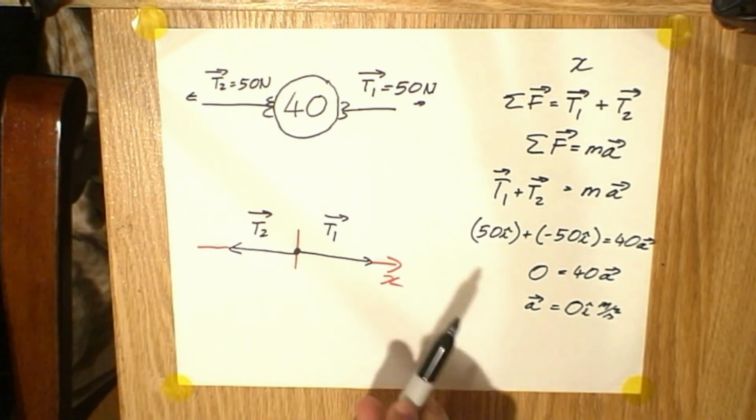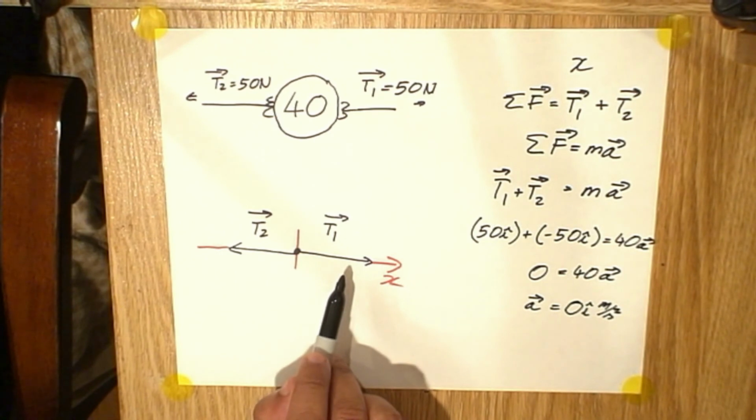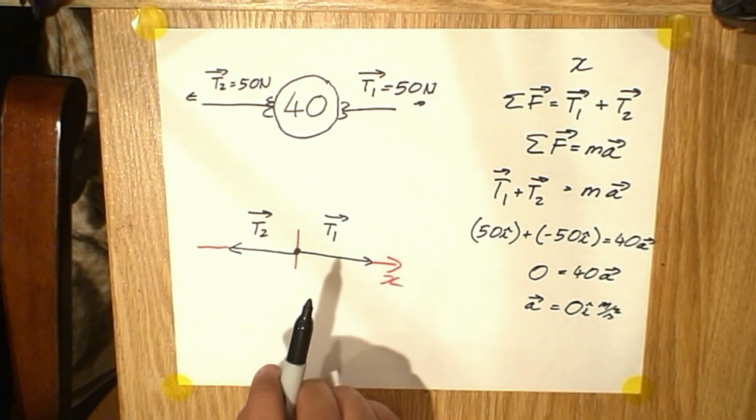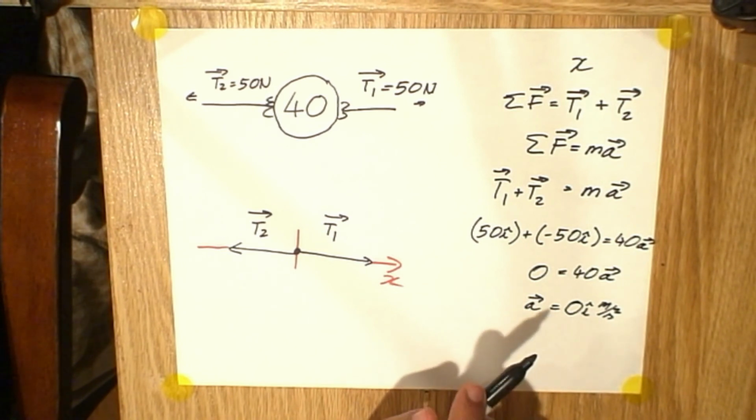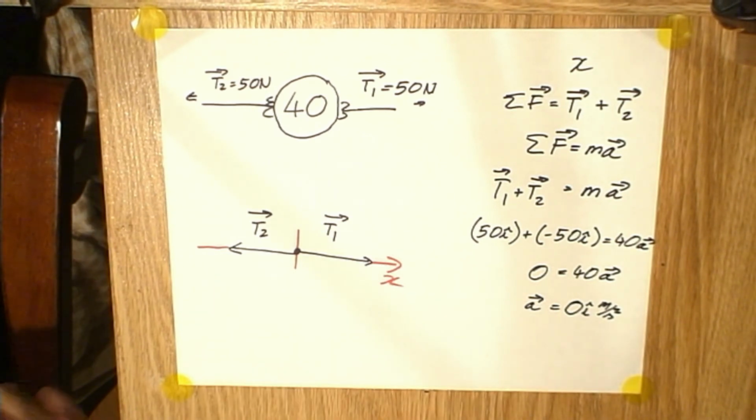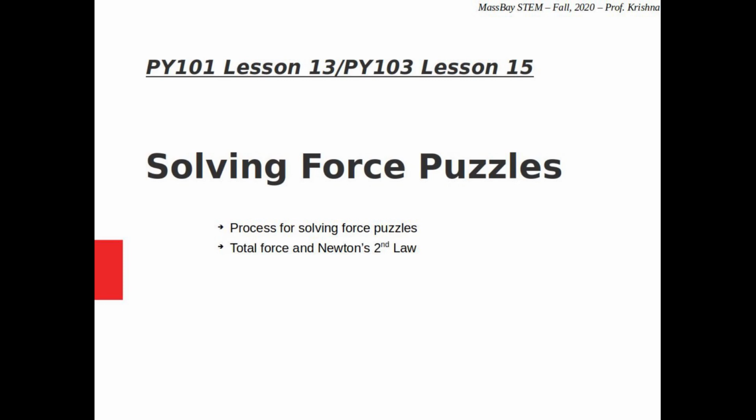Because if the forces perfectly balance each other out, then Newton's first and Newton's second both say the acceleration will be 0. It can move, but it can't accelerate. In this video, we discussed the procedure for solving all force puzzles. We're going to expand this procedure out as we start looking at forces in multiple directions, x and y, and even more complex questions than that.